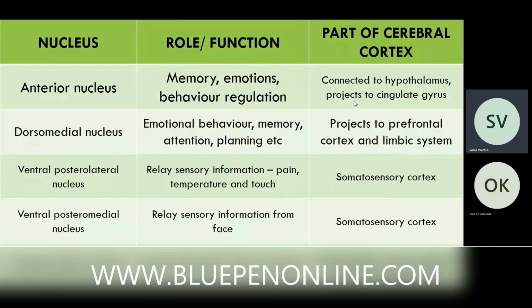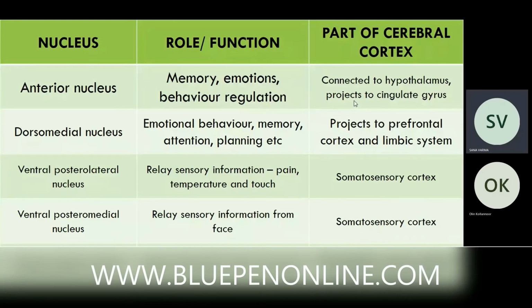Okay. So again, the cingulate gyrus is also a part of the limbic system, and it helps in processing emotions and behavior, and it even regulates the autonomic motor functions. Okay, it also regulates the autonomic motor functions. Those are the functions of cingulate gyrus.